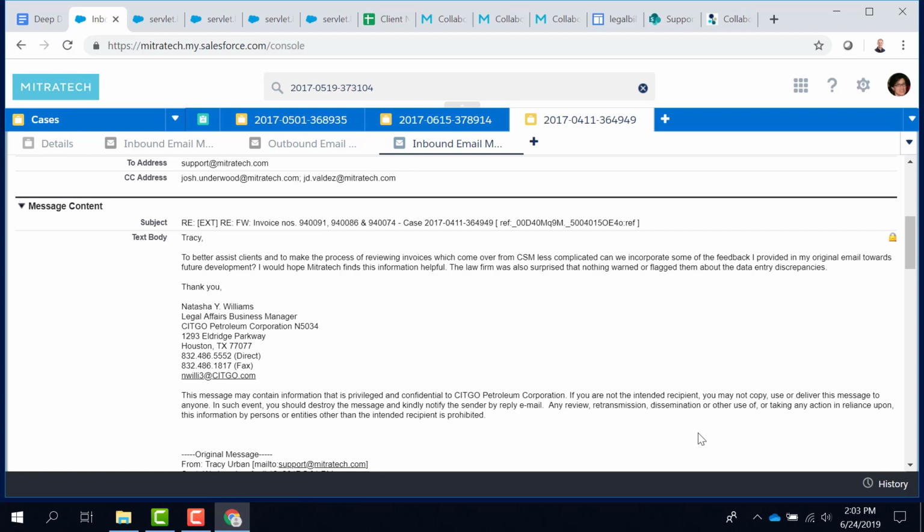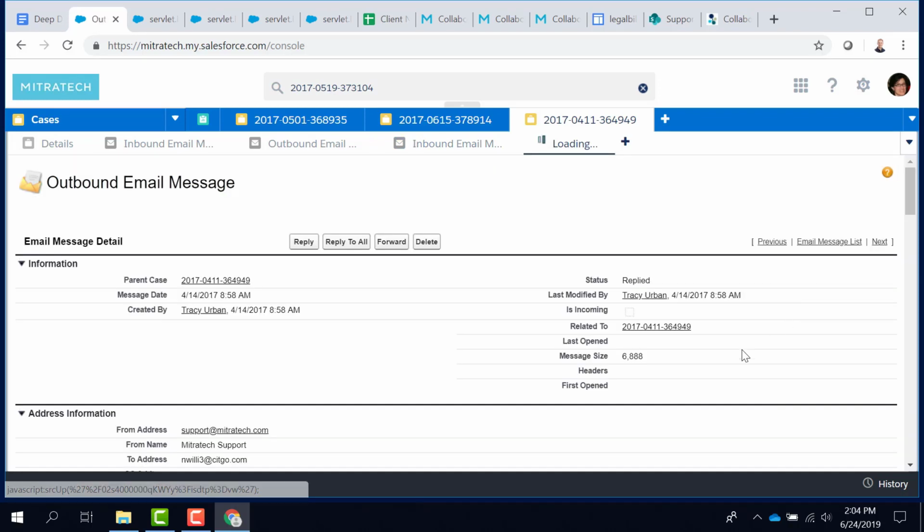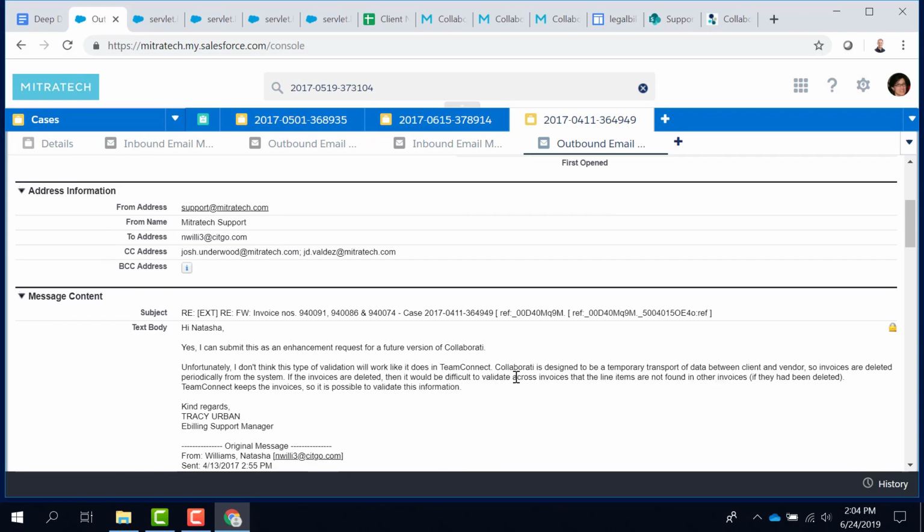Can we incorporate some of the feedback I provided in my original email towards future development? The law firm was surprised that nothing warned or flagged them about the data entry discrepancies. I can submit this as an enhancement request for a future version of Collaborati.